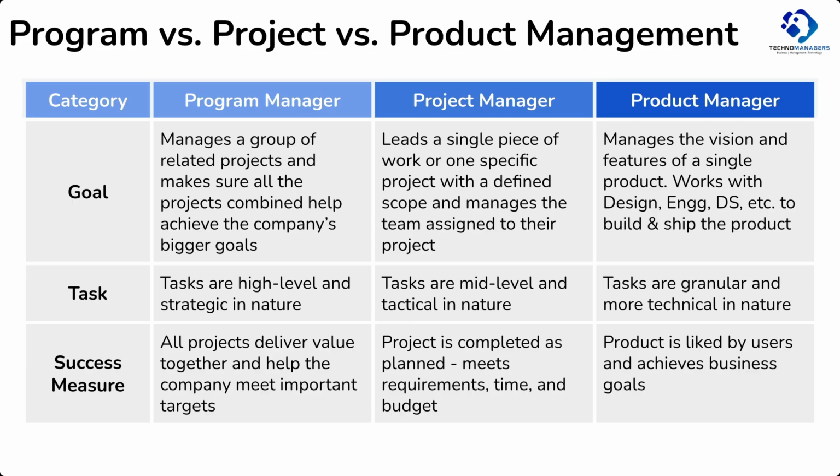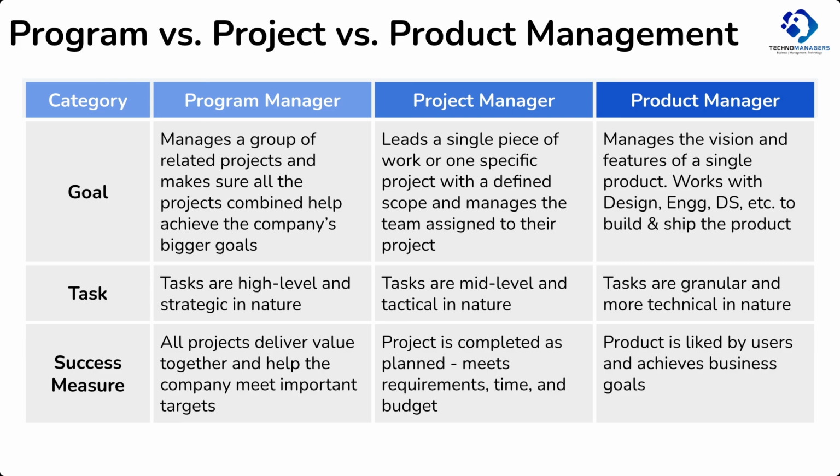But when it comes to project management, project managers are focused on a single piece of work and they lead one specific project which has a defined scope, and they manage the team and resources assigned for that project. And when it comes to product management, product managers are focused on the product itself. They own all the vision and the features for that single product, and they work with design, engineering, and marketing to build and launch it successfully.